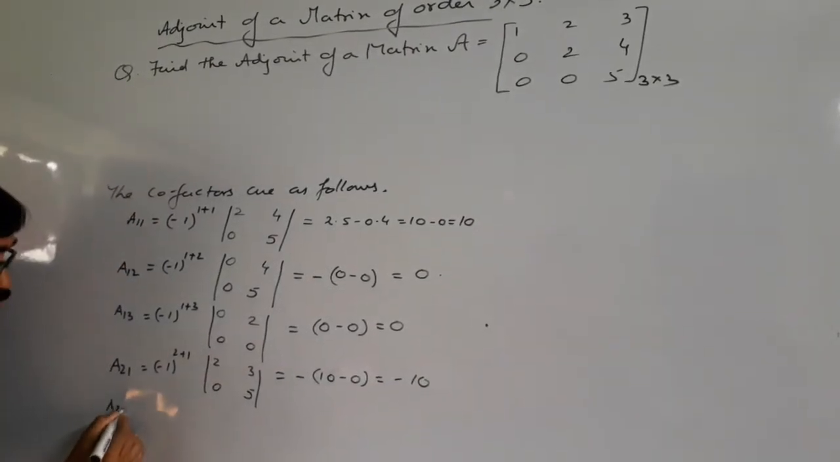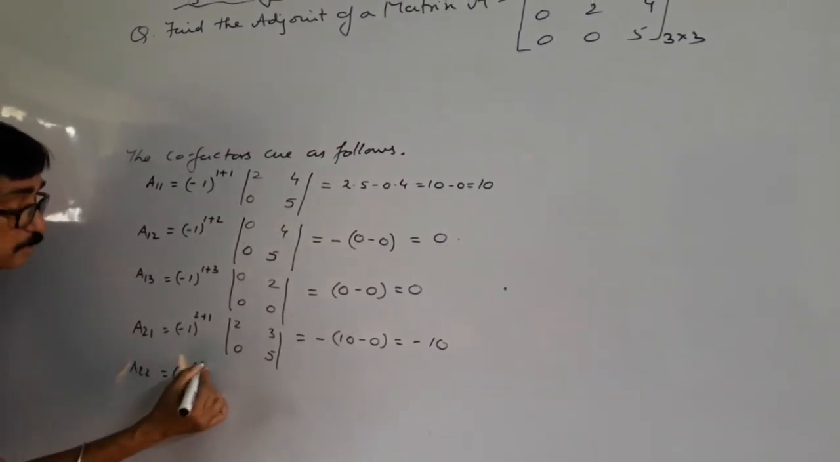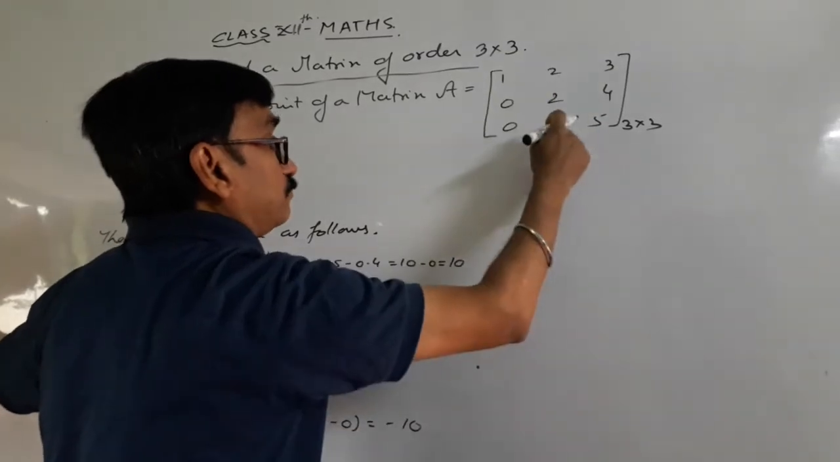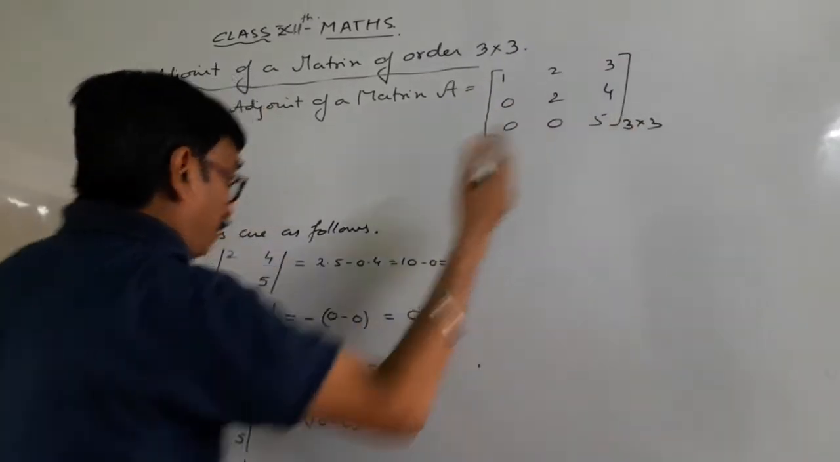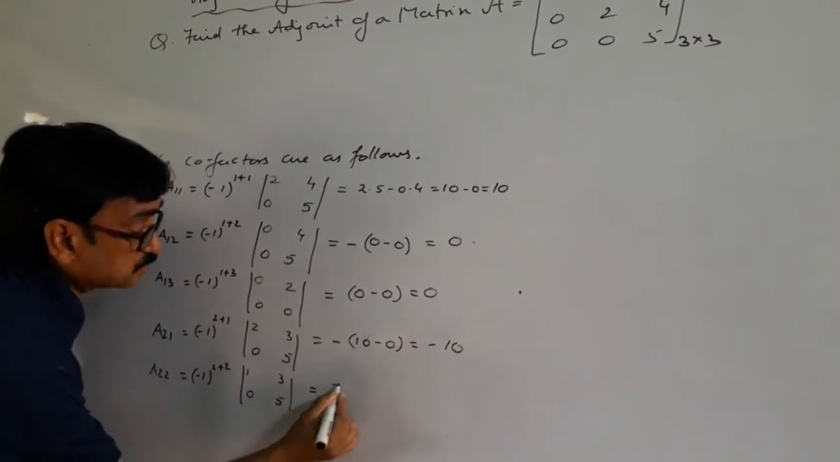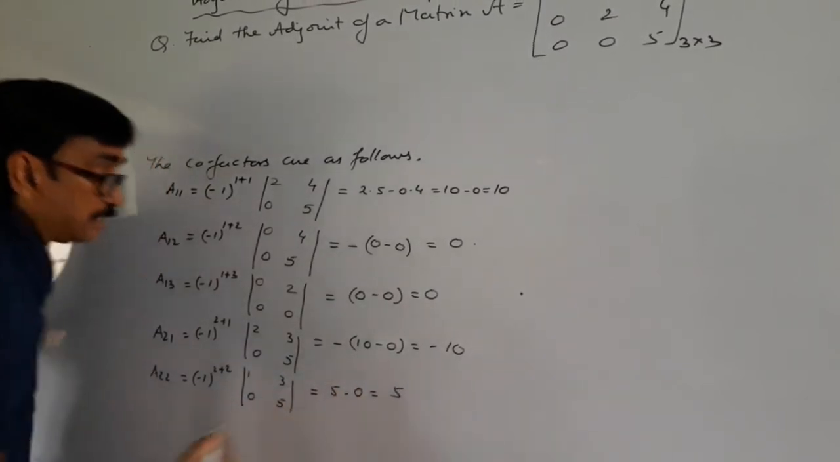So A22 is minus 1 to the power 2 plus 2. The second row and second column will be deleted, leaving 1, 3, 0, 5. That is 5 minus 0, equals 5.